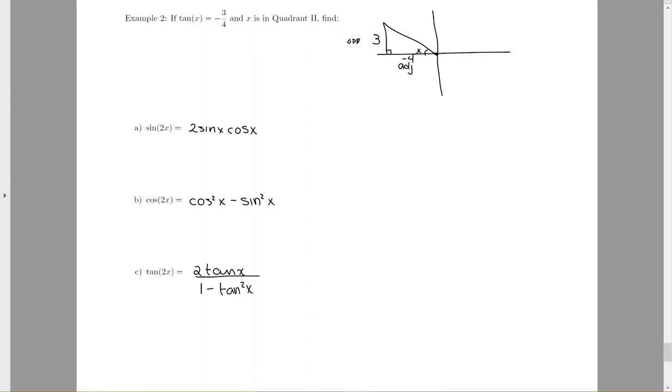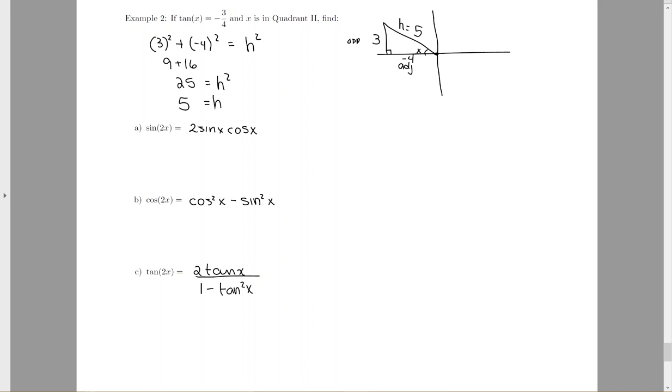And then if you use Pythagorean's theorem, this would be leg squared plus leg squared equals hypotenuse squared. So we're going to try to figure out what the hypotenuse is. So 9 plus 16 is 25 equals h squared. H is just 5. Remember, hypotenuse is never a negative number.